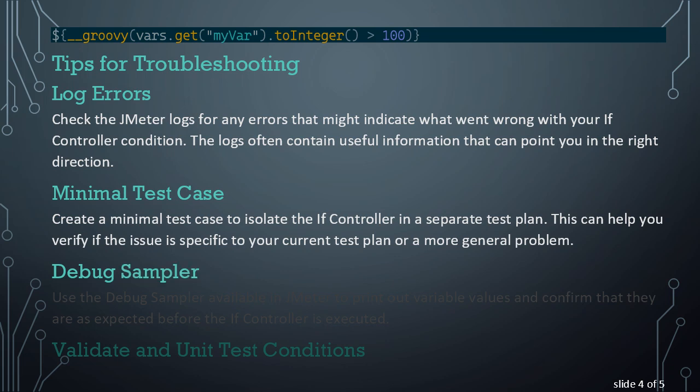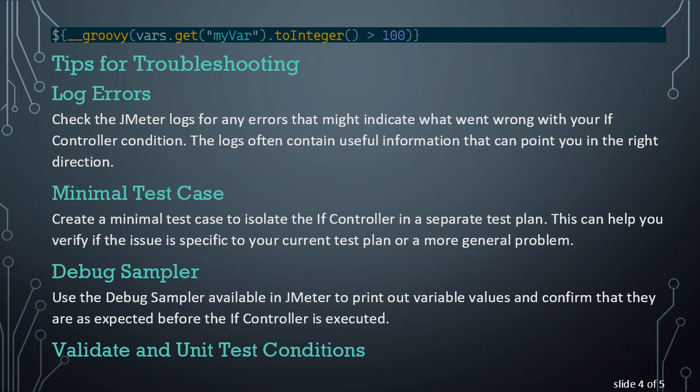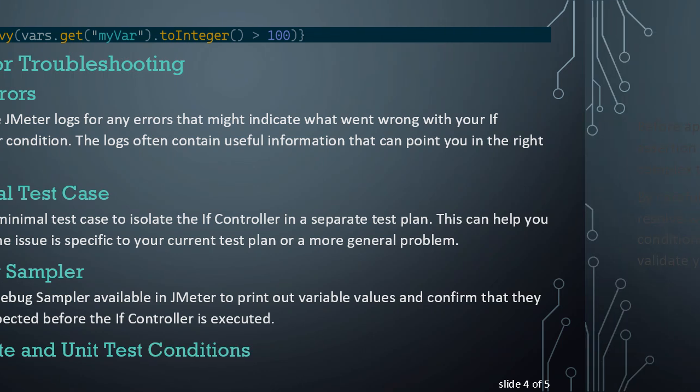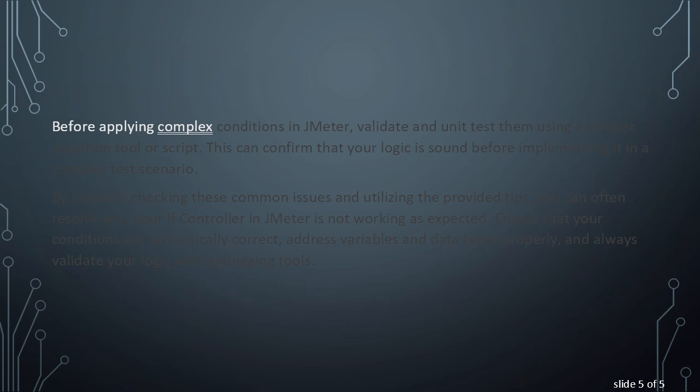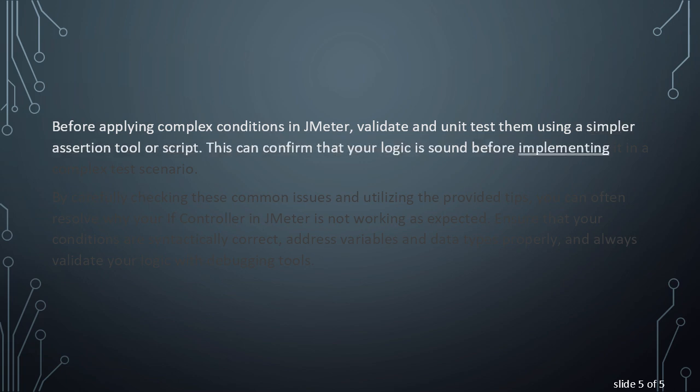Debug sampler. Use the debug sampler available in JMeter to print out variable values and confirm that they are as expected before the if controller is executed. Validate and unit test conditions. Before applying complex conditions in JMeter, validate and unit test them using a simpler assertion tool or script. This can confirm that your logic is sound before implementing it in a complex test scenario.